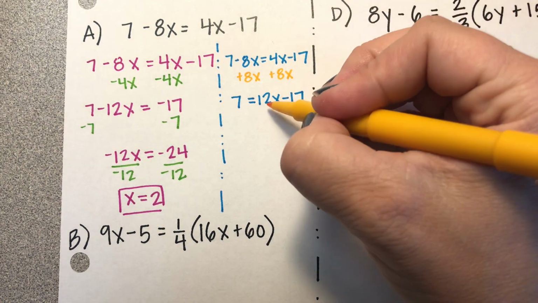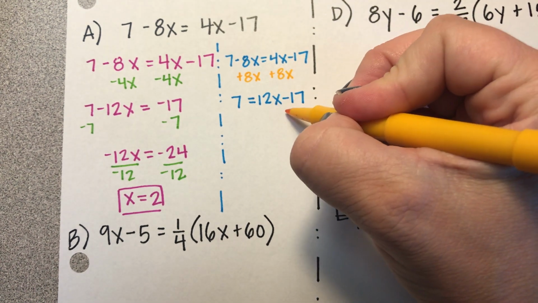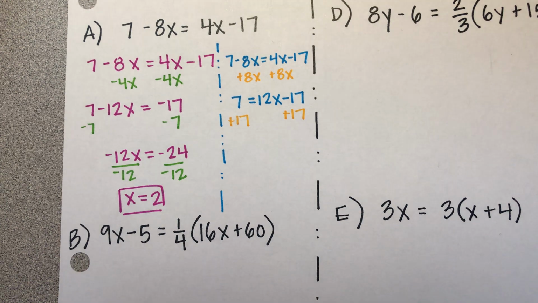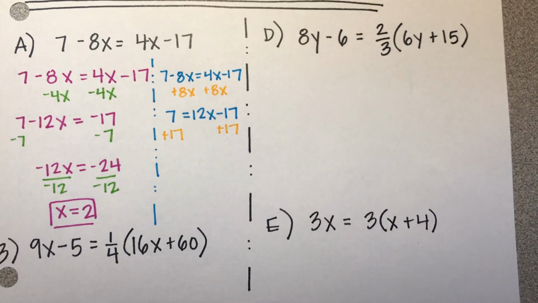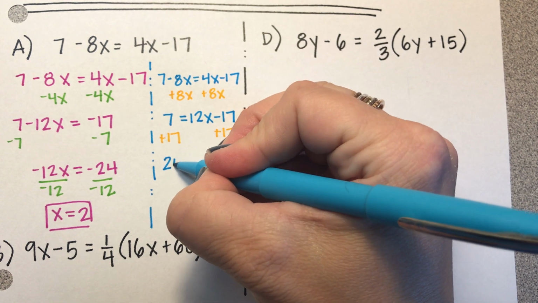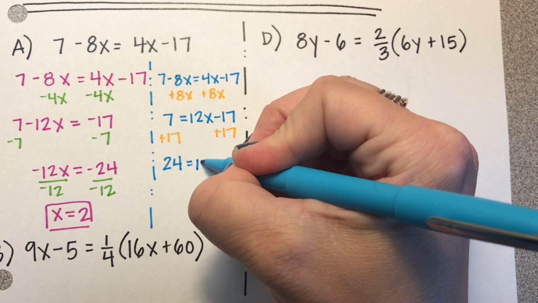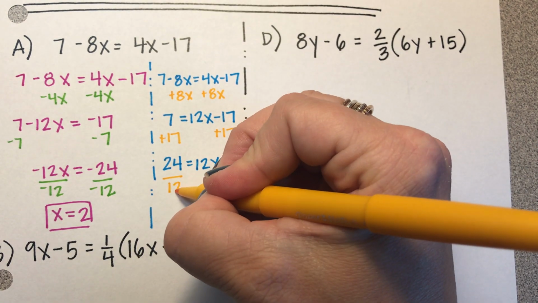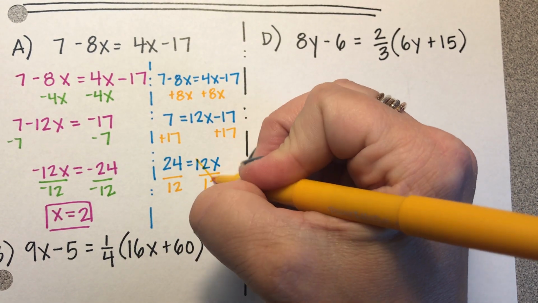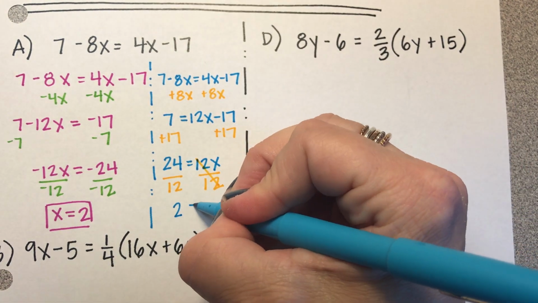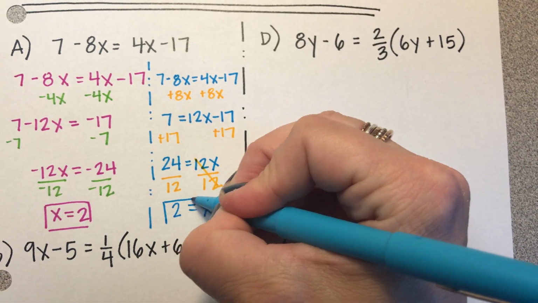So now I'm like, okay, well, here's my x. I want to undo that subtraction using addition. So, oh, this is all crooked. Sorry. So 7 plus 17 is 24 equals 12x. You can probably see what's happening at this point, right? We're going to divide both sides by 12 to cancel that out. And I'm going to end up with 2 equals x.